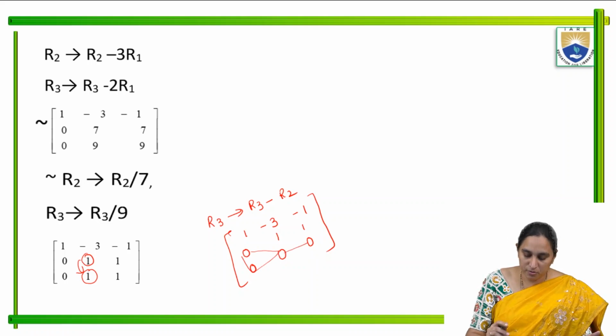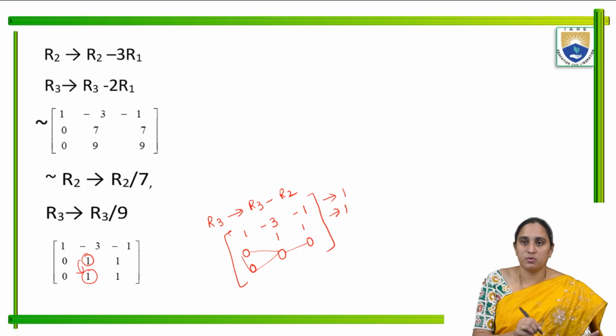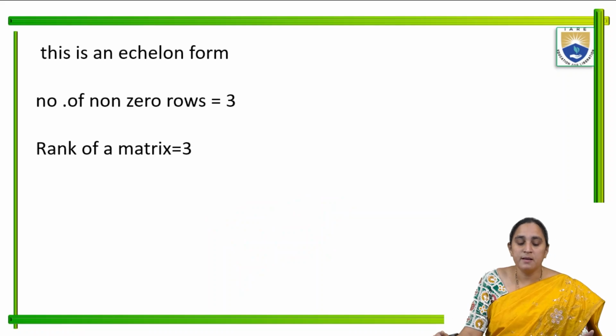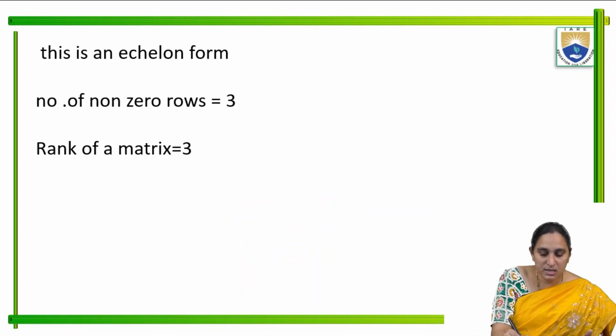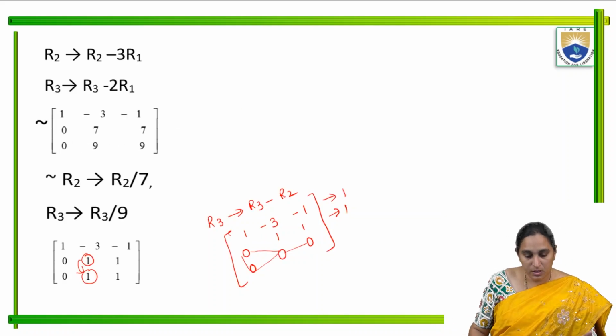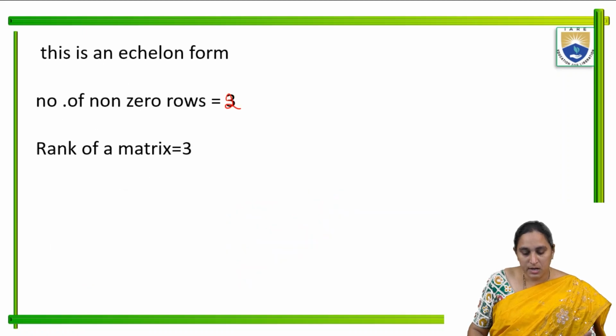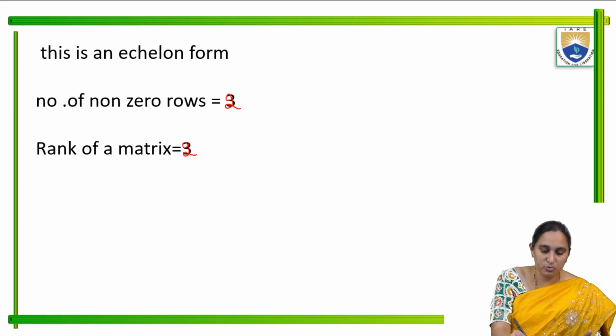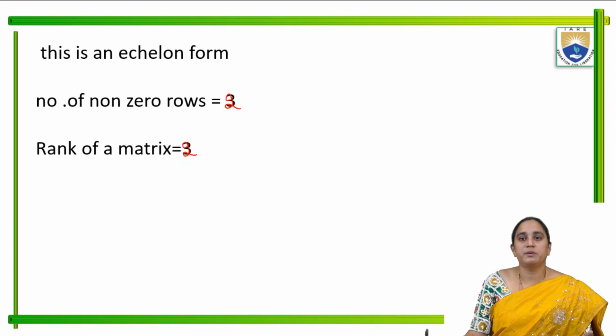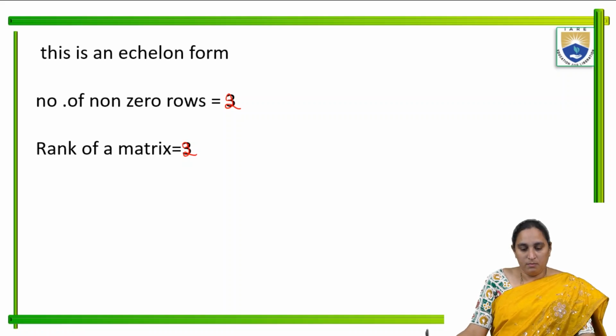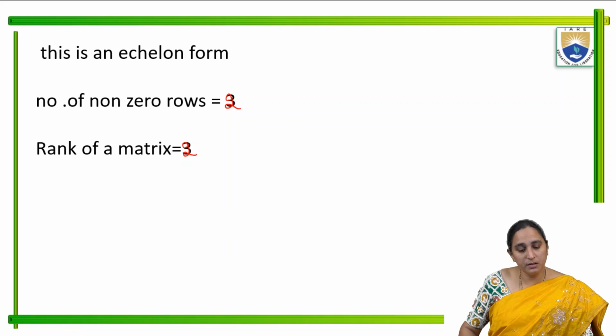Therefore, here the number of non-zero rows, how many? Number of non-zero rows, 1, and this is a 0 row. Therefore, this is an echelon form. Number of non-zero rows here is 2. Therefore, the rank of the matrix is 2. This is the concept of the echelon form.